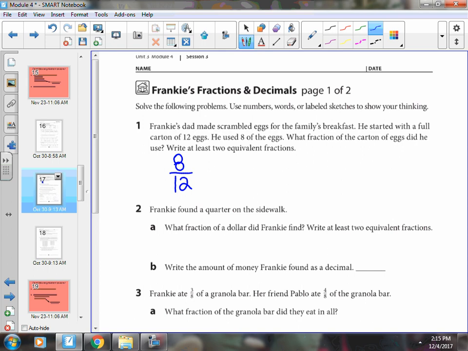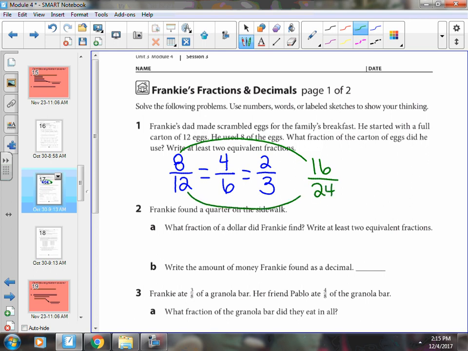And then it says to write at least 2 equivalent fractions. So you could cut the top in half and the bottom in half and write 4/6. You could cut the top in half and the bottom in half again and write 2/3. So those would all be equivalent fractions. You also could have doubled the top and doubled the bottom. That would also be an equivalent fraction. So there are an infinite number of possibilities, but those are probably some of the most common.